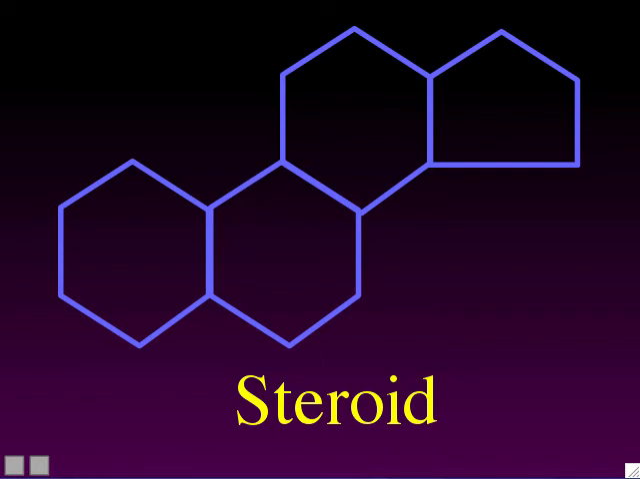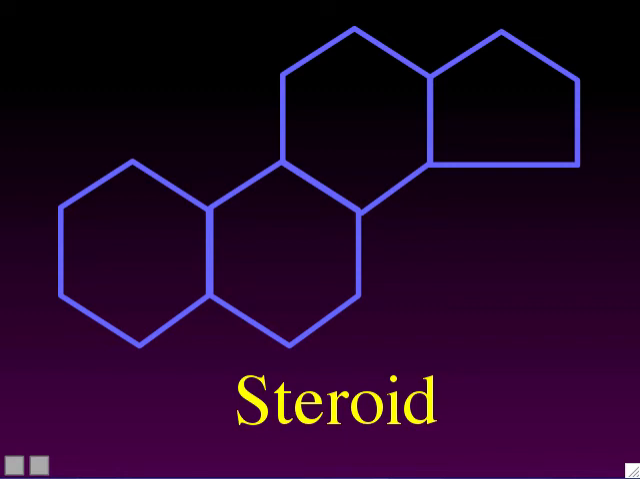this is described as 4 fused rings of carbons. You can see that there are 4 rings here. 1, 2, 3, 4 rings of carbon all linked together. Anyway, yeah, so this is called the steroid backbone. It's described as 4 fused rings of carbon.